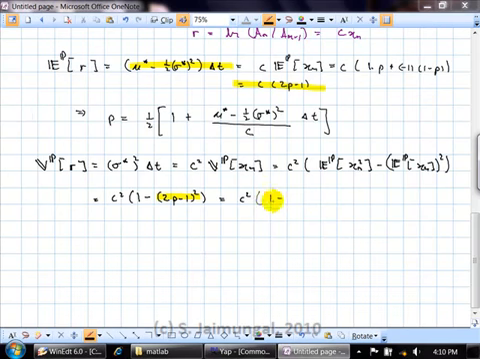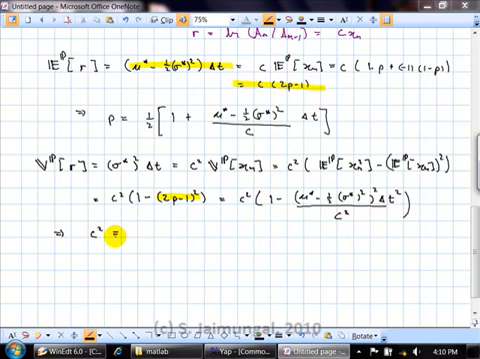So we get c squared times 1 minus mu star minus a half sigma star squared. There's a squared there, there's a squared there, and there's a squared there. And therefore, you can see the c squareds cancel in this denominator here, and all I have to do is take the sigma star squared delta t and add it to that.